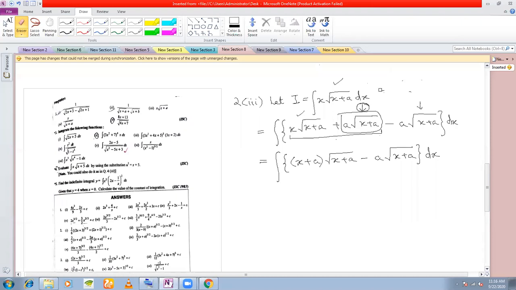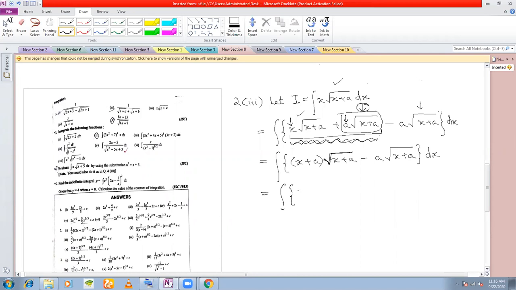Why did I do this? I did this because in the next step, if you see, I have clubbed these two terms together. When I club these two terms together, I can take root x plus a common from these two, right? If I take root x plus a common from these two, what am I left with? Only x plus a, this one and this one, isn't it? And minus a root x plus a remains as it is.